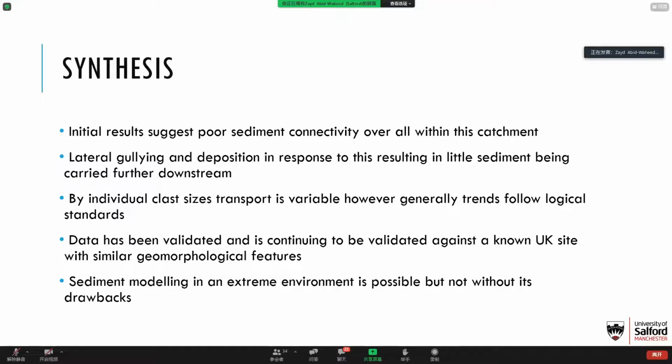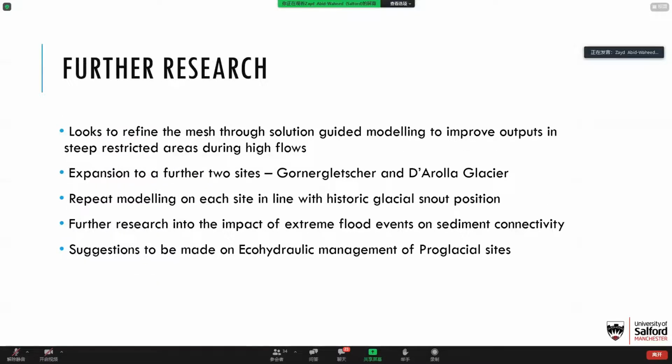And also suggests that the models are logical and that the modeling in these sorts of environments is possible, but not without its drawbacks. And therefore, to handle for those drawbacks, we look to refine the model further through solution-guided modeling to ensure that gaps in the data and anomalous modeling results are removed, and also to repeat on a historical basis with the historical positions and on further sites.